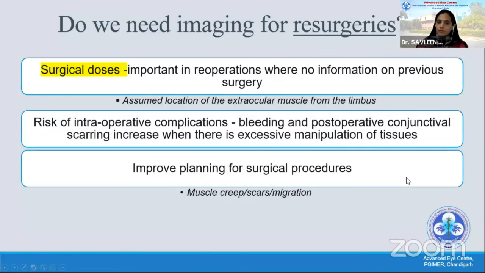Now, the anterior segment OCT in strabismus has been used in the same way as the UBM. In surgical dosage calculations, when we assume a location of an extraocular muscle from the limbus, we have the risk of intraoperative complications and bleeding, which becomes very important in cases where reoperations are being done and we do not have any information on previous surgery. Sometimes we have the information, we are the operating surgeon and we are redoing the same patients, but after a long time.